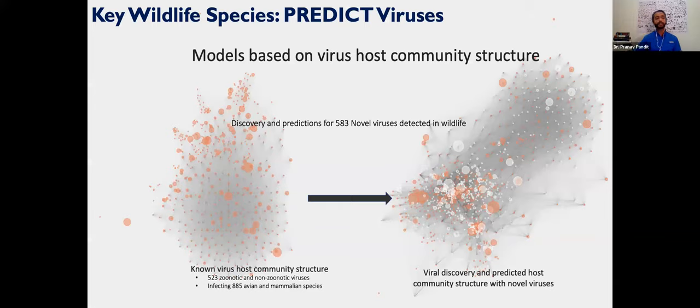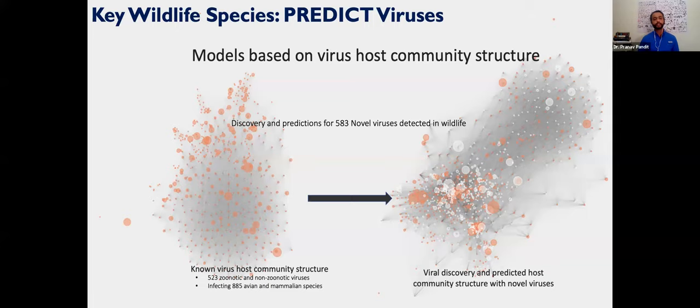So now we have seen how these models are inferring upon known viruses, known emerging viruses. But what about PREDICT viruses? Can these models help us tell anything about newly identified PREDICT viruses? And the answer is yes.